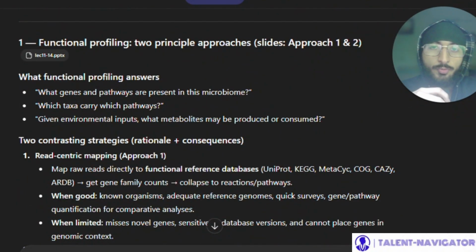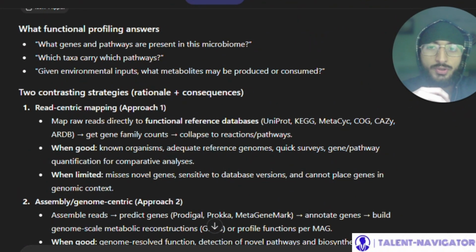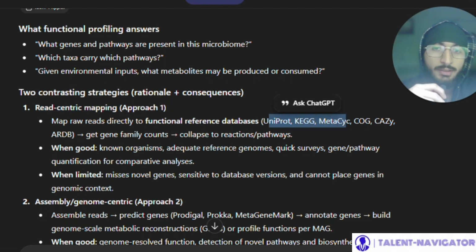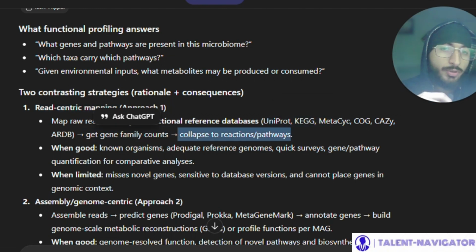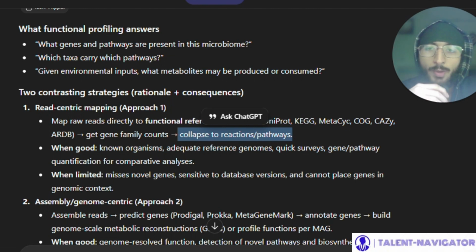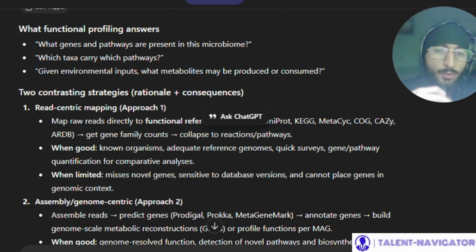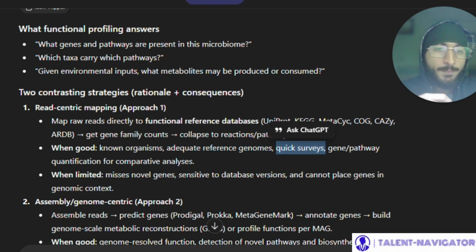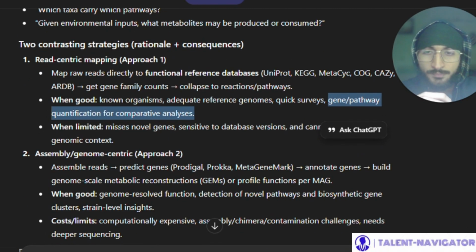So for functional profiling, we have two principal approaches. First is the read-centric approach, that is read-centric mapping. We map raw reads directly to functional reference databases like UniProt, KEGG, MetaCyc that we discussed. Then we get the gene family counts and finally collapse to reactions or pathways. It is good when we know the organisms, when we have adequate reference genomes, for quick surveys, or when we have gene pathway quantification for comparative analysis.